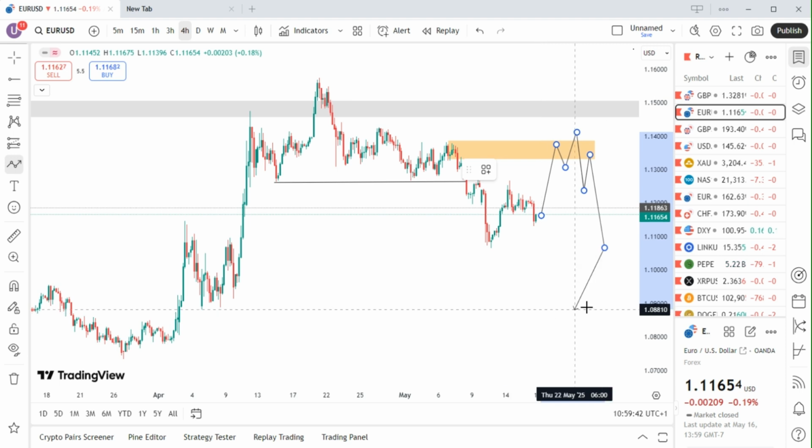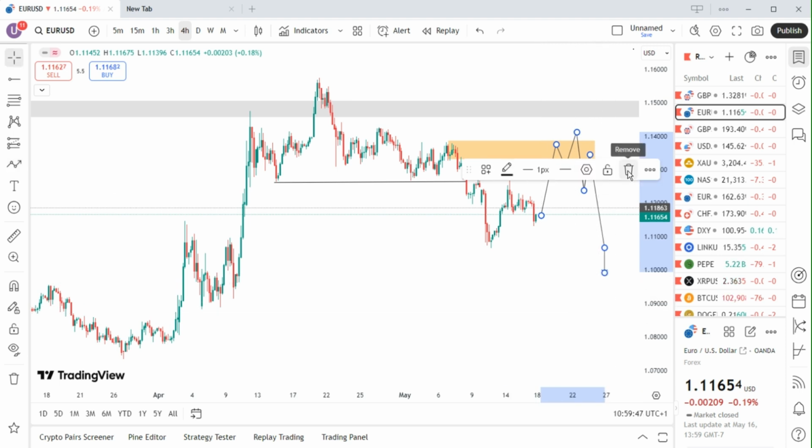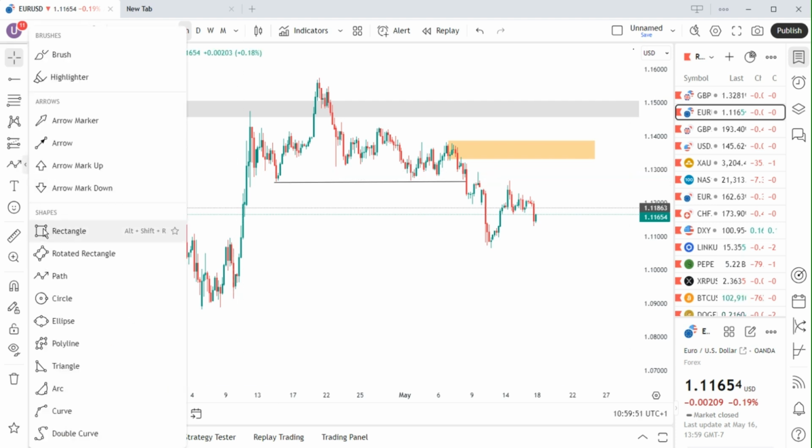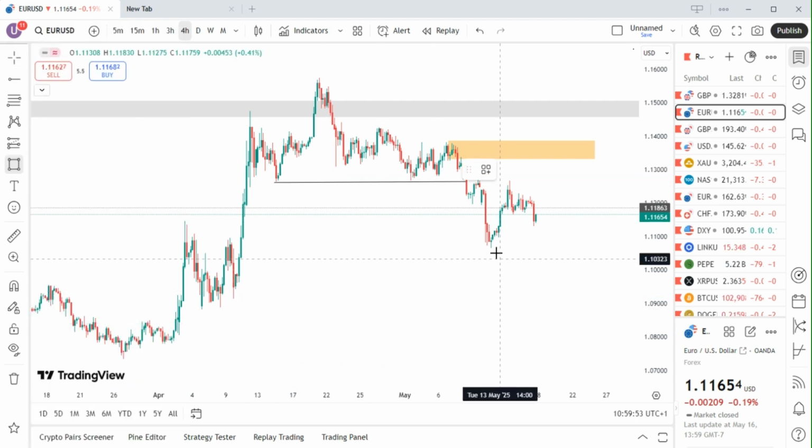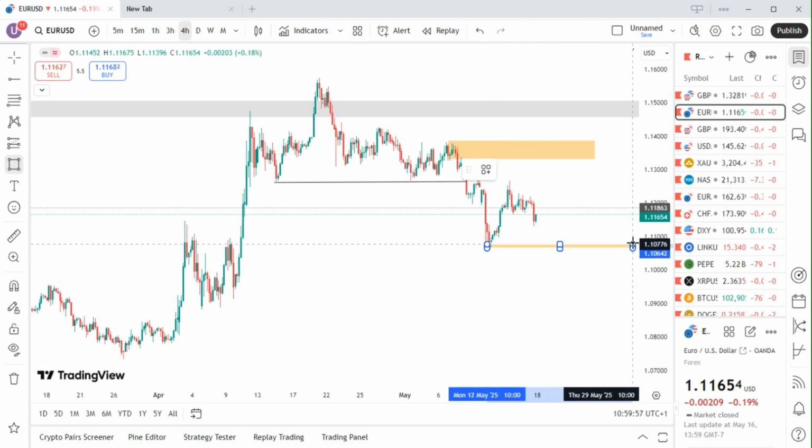Okay, now but if price fails to go back to that zone, then I'll wait for price to do what? To break below this zone. I'm telling you the two possible scenarios by which I will take a trade on this pair.